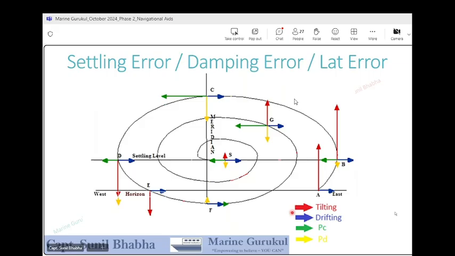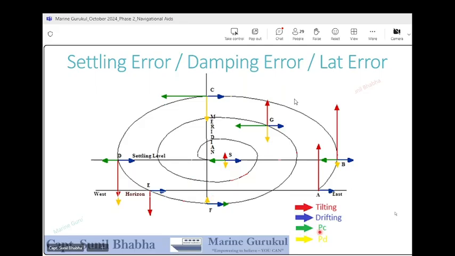Now, if you have a careful look at the four forces which are present in this spiral motion. These are the red color vector showing the tilting, blue color vector showing the drifting, green color vector showing the control precession, and the yellow color vector showing the damping precession. Now, out of these four forces, tilting is dependent upon the azimuth of the spin axis. And we can see at different locations in the spiral motion, as the azimuth of the spin axis changes, the tilting force or the red color vector also changes in direction as well as magnitude.